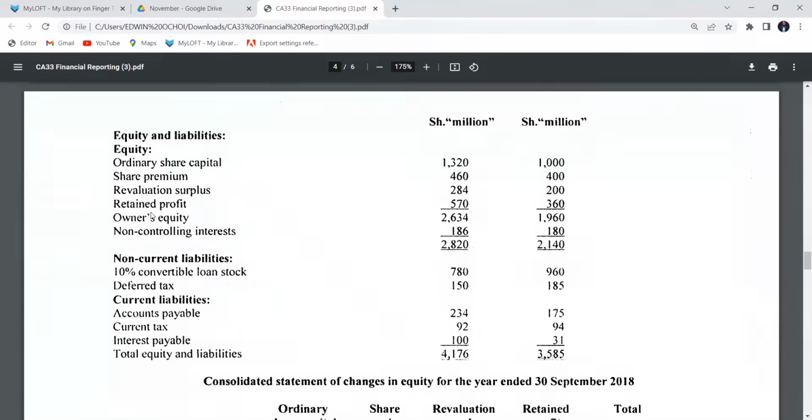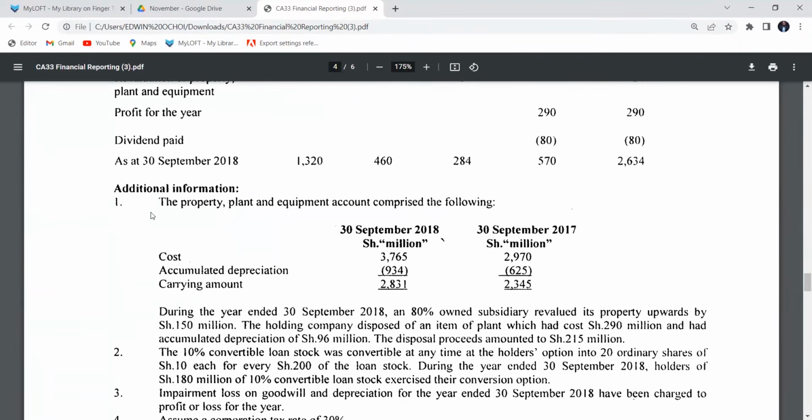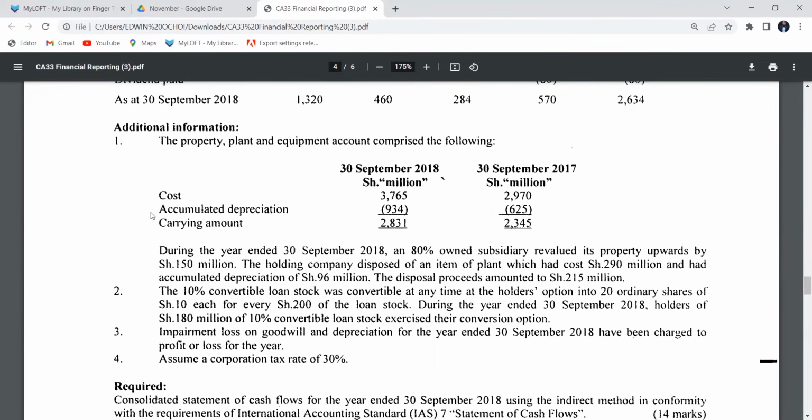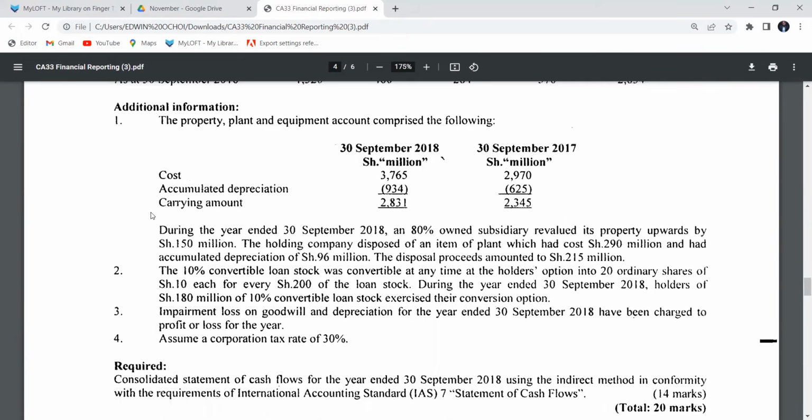Then we have a statement of changes in equity. Then we have additional information. The property, plant, and equipment account comprised the following: we have the cost and we have the accumulated depreciation. During the year ended 30th September 2018, an 80% owned subsidiary revalued its property upwards by 150 million. The holding company disposed of an item of plant which had cost 290 and accumulated depreciation of 96. The disposal proceeds amounted to shillings 215 million.